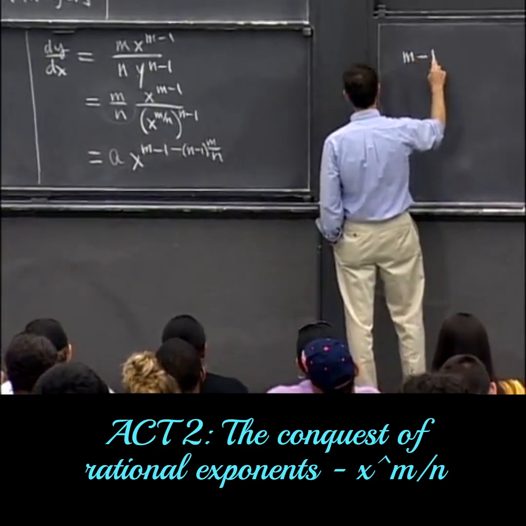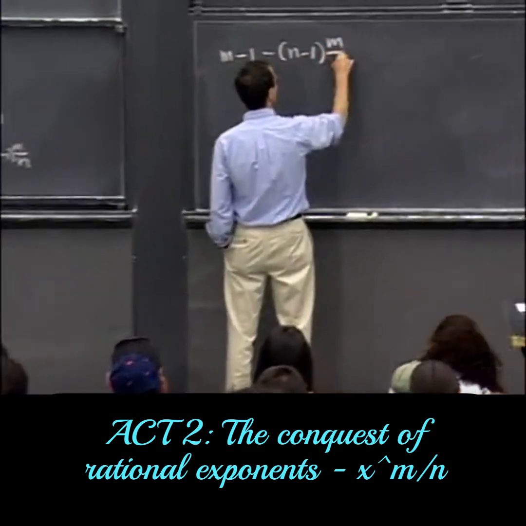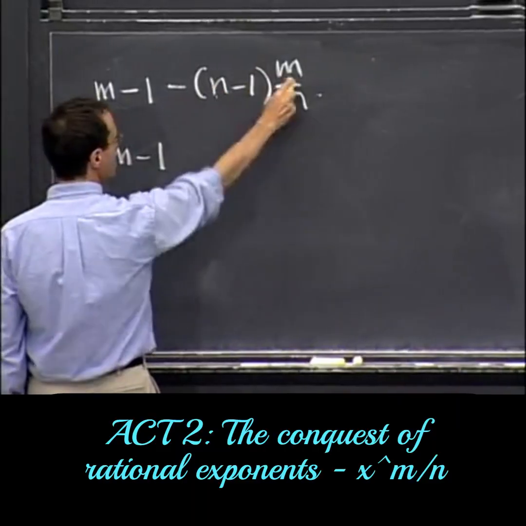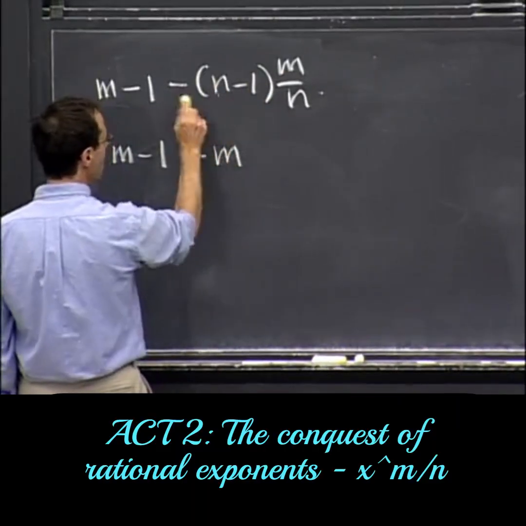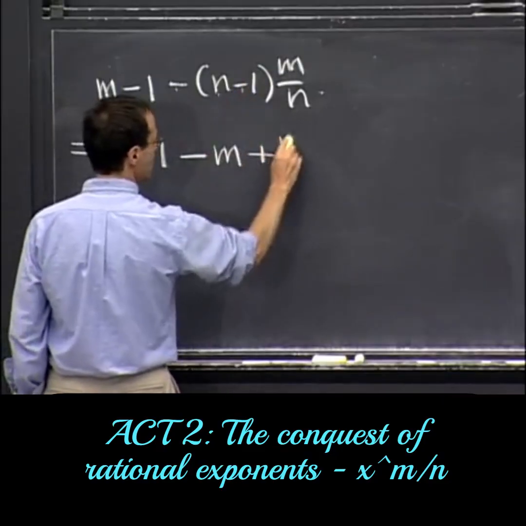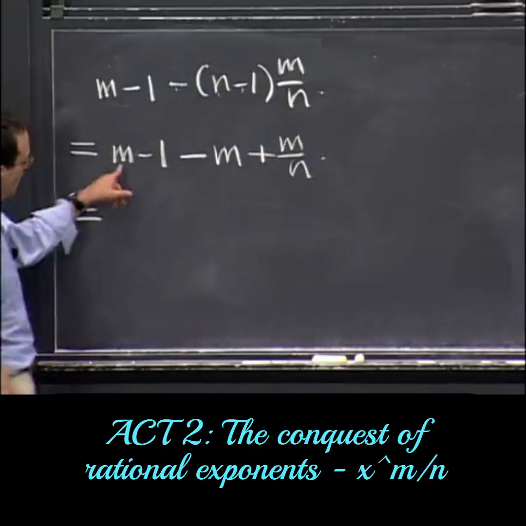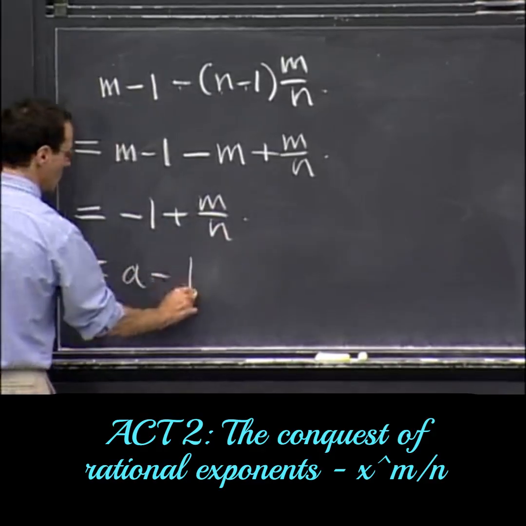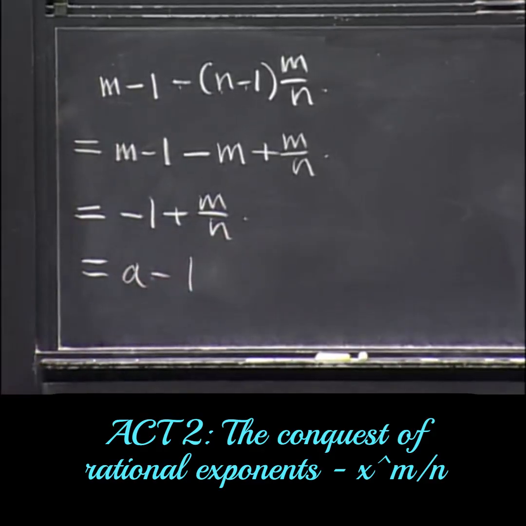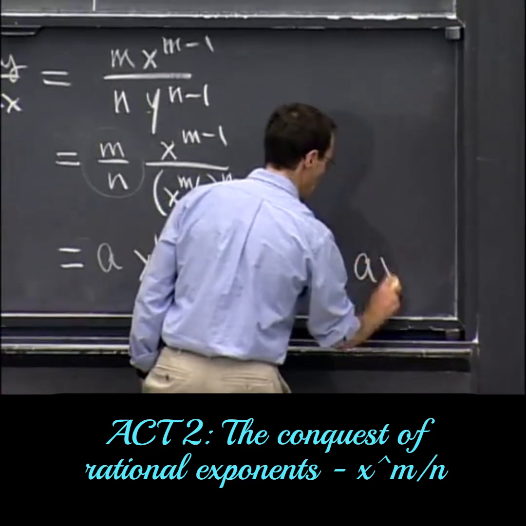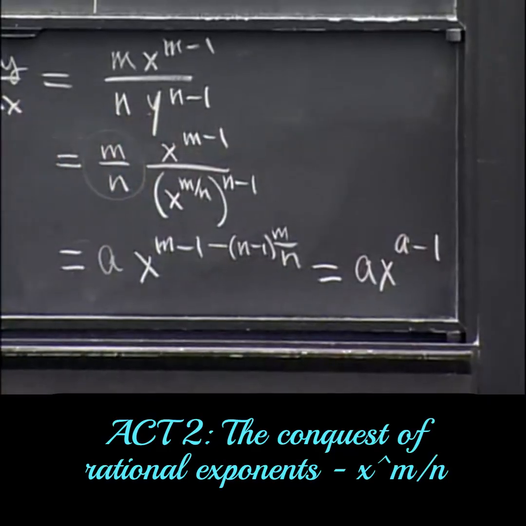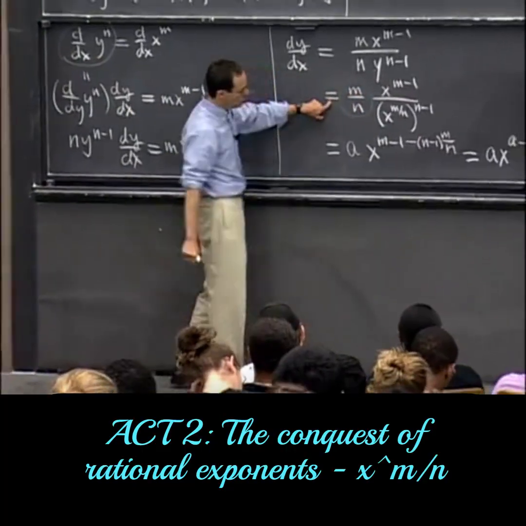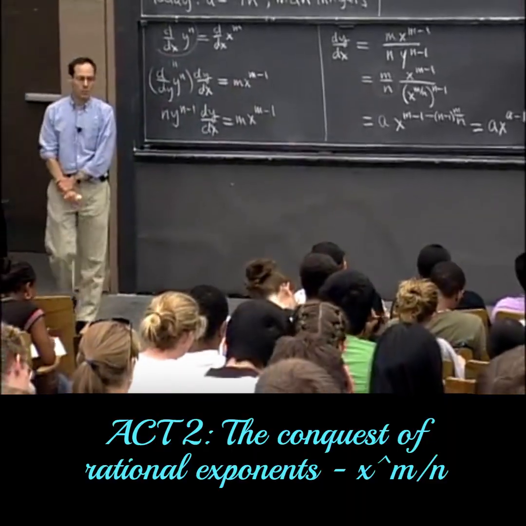So we have here m minus 1 minus (n minus 1) m over n. If I multiply n by this, I get minus m, and since the second factor is a minus, that's a plus, so it's plus m over n. Altogether, the two m's cancel, and I have minus 1 plus m over n. And lo and behold, that's the same thing as a minus 1, just what we wanted. So this equals a x to the a minus 1. Again, just a bunch of arithmetic. From this substitution on, it's just the arithmetic of exponents.